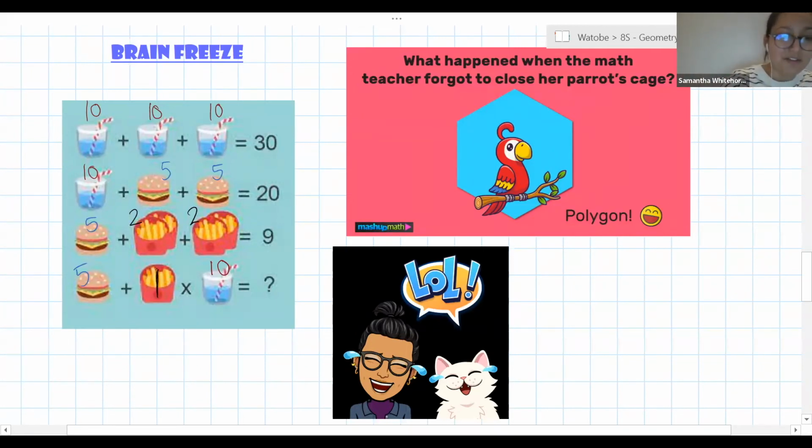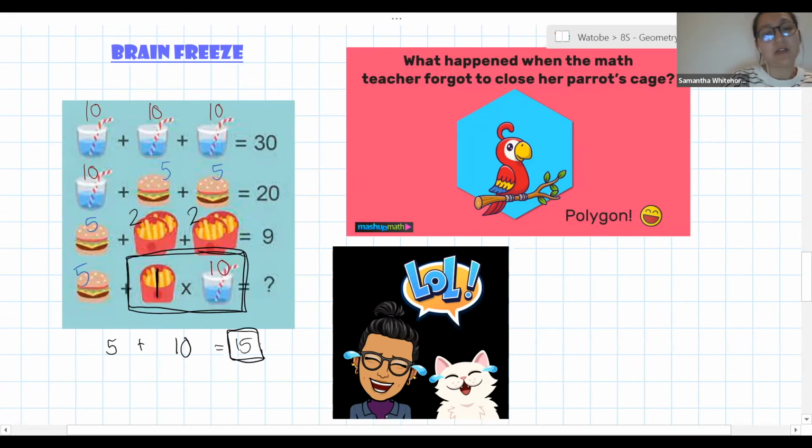Now guys, what you need to remember is your operations. We saw this last week. We do the multiplication first and then we do the addition. So 1 times 10 is 10 plus 5, which is 15. All right, I saw that come through quite a few times on the chat, so well done. So just remember your operations.